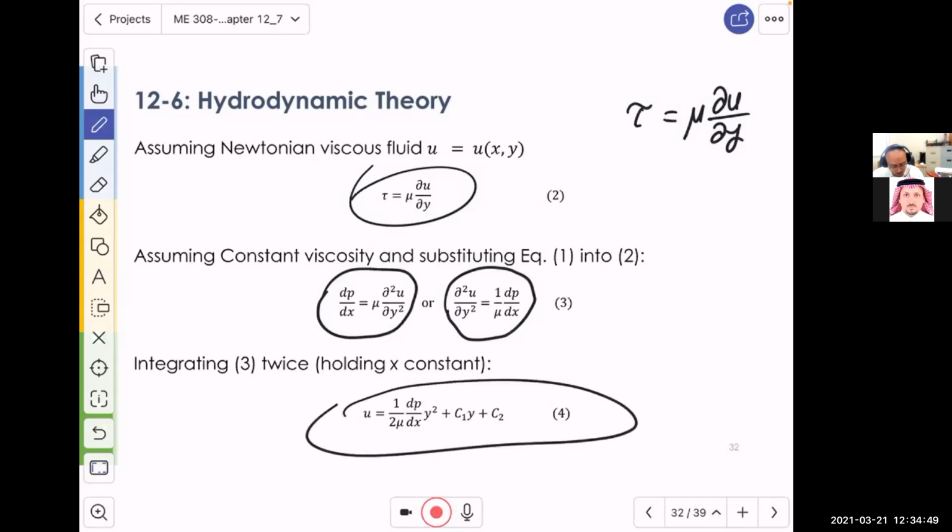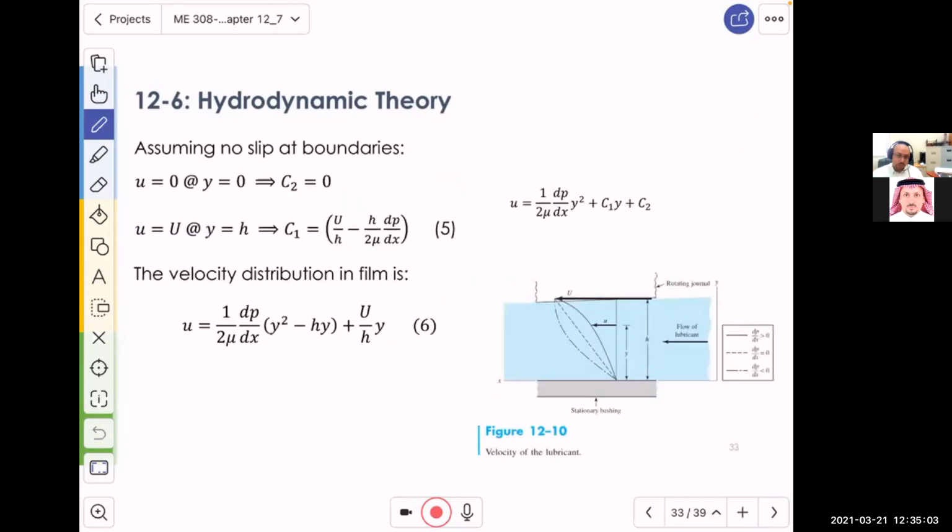Now, when we integrate it twice, we know that the outcome of the indefinite integral is going to have 2 constants. So can we find these 2 constants? Oh, yeah. This is not actually very difficult. Why? Because we know 2 famous boundary conditions. We know that at this line, the velocity u is equal to 0.